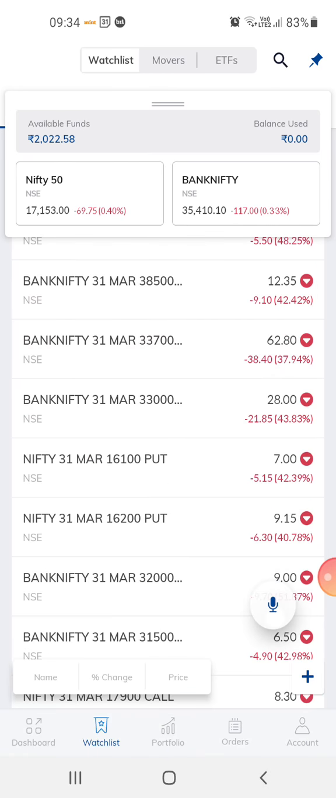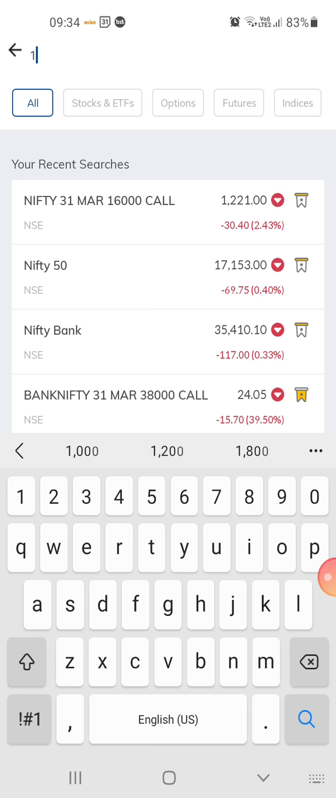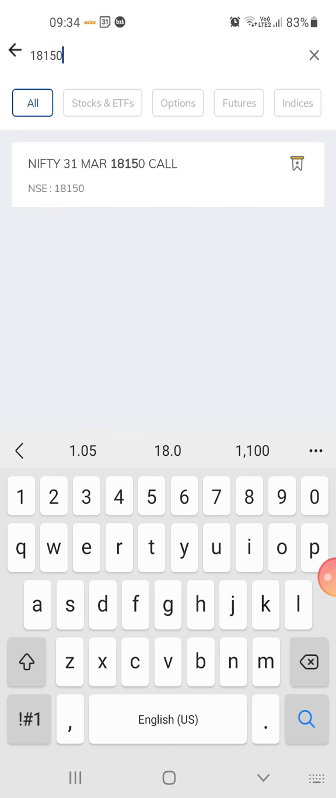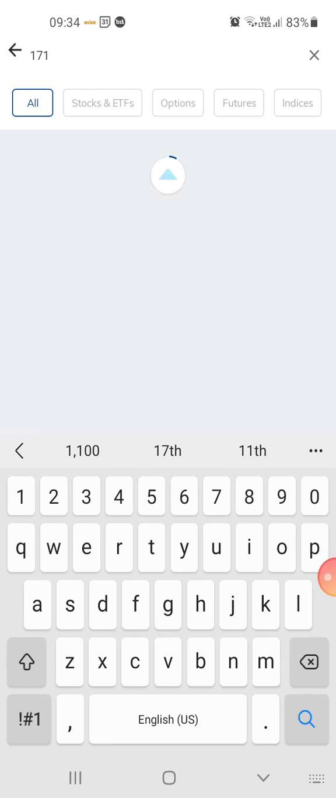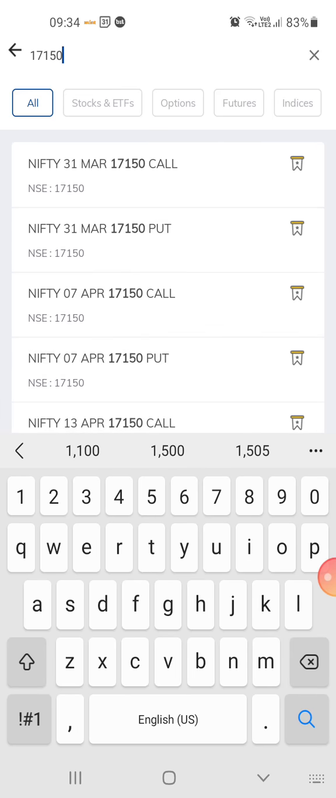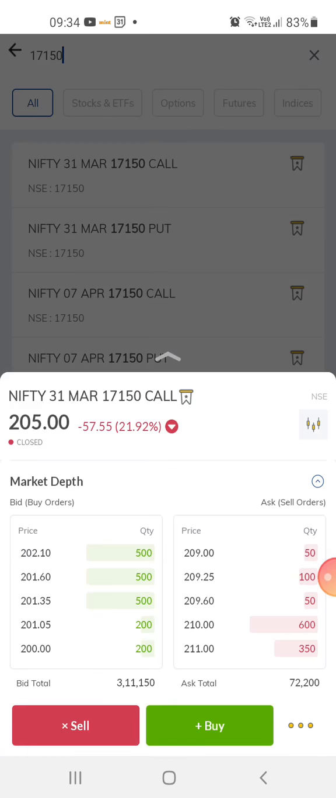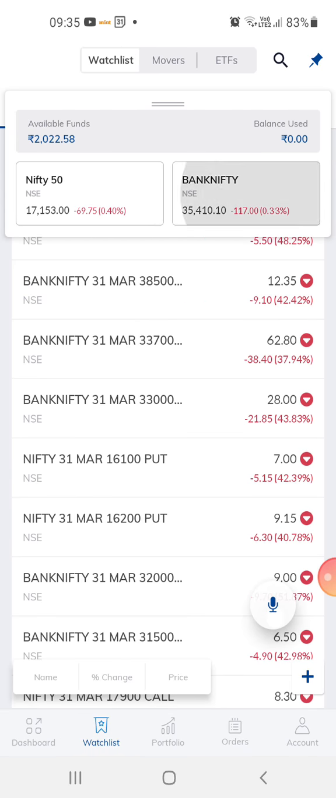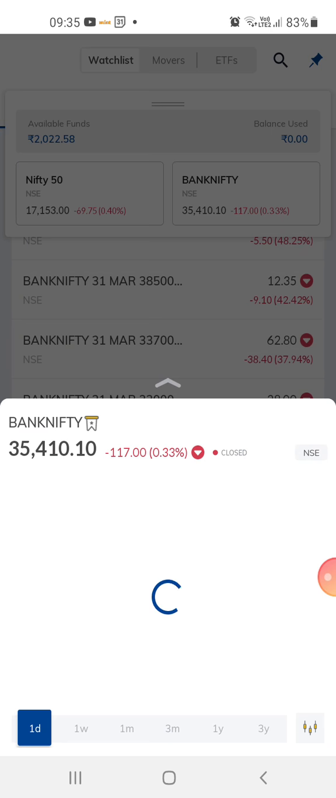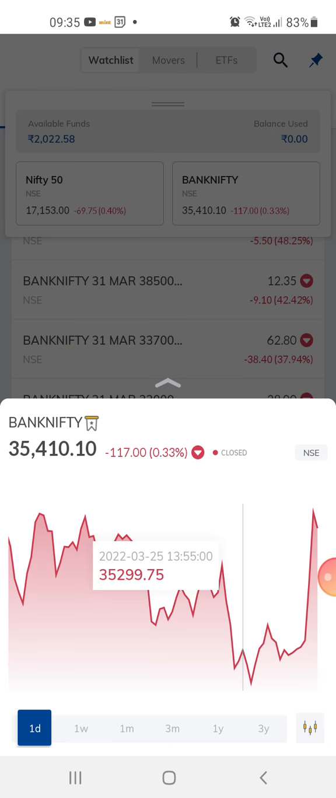So we'll just check 17,150. This would be the at the money option, and this is 205. Nifty is a little cheap, and if you go for Bank Nifty at the money, Bank Nifty is a little bit on the larger side. If you go at the money, it is 35,410.